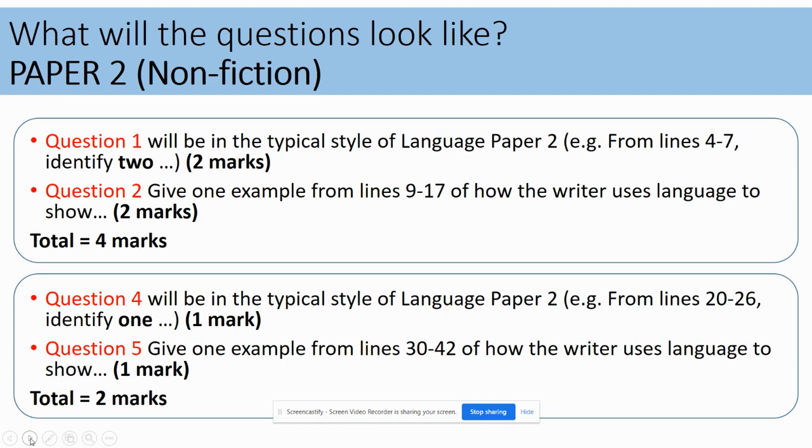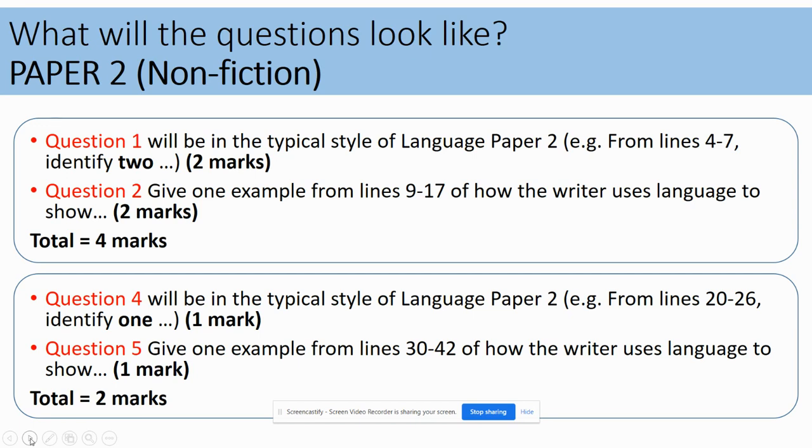Paper 2, very, very similar in many respects, but also slightly different. Now, the top box there, questions 1 and 2, are on text 1, the first non-fiction text, very much along the lines of what we've looked at just a moment ago. So from lines 4 to 7, identify 2, and it'll be worth 2 marks. Question 2, slightly different. It might say something along the lines of give one example from lines 9 to 17 of how the writer uses language to show. So that's a slightly different one, so we'll have a look at that in a moment, but that's worth 2 marks.